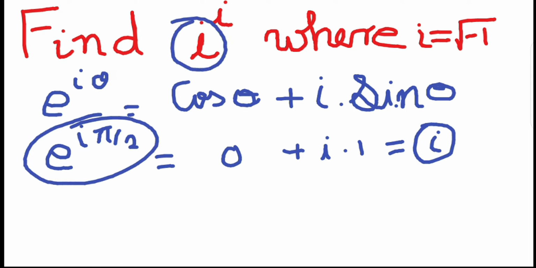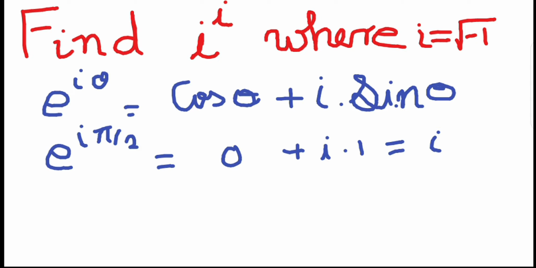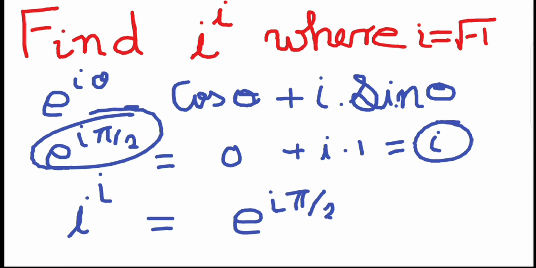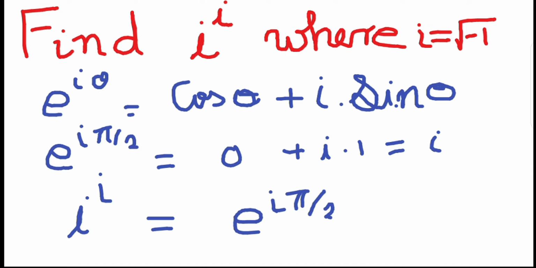Let's do it here. What do we want to do? We can replace the value of i with e to the power i pi by 2, and so i to the power i equals e to the power i pi by 2, the whole thing raised to the power i. How did I get e to the power i pi by 2? Just from here, i equals e to the power i pi by 2.